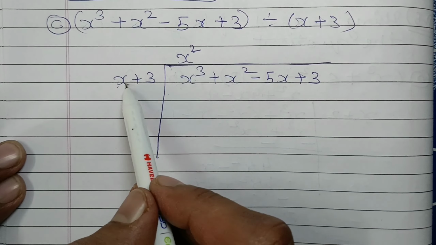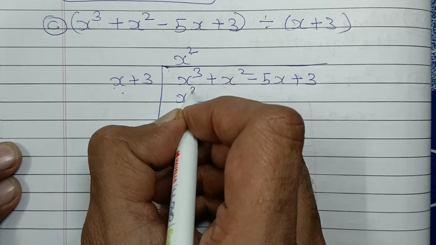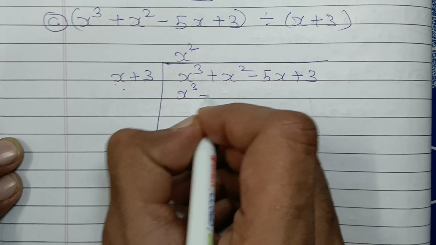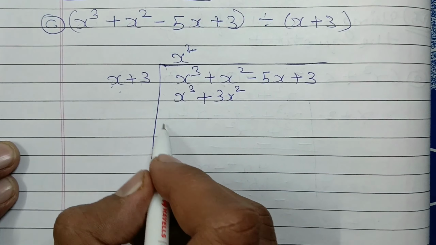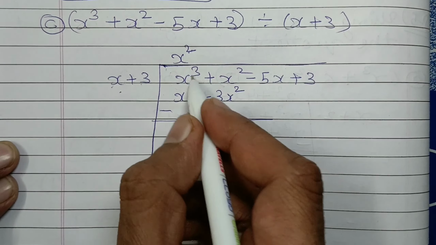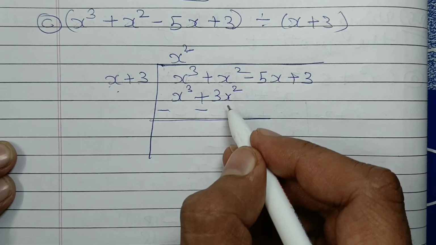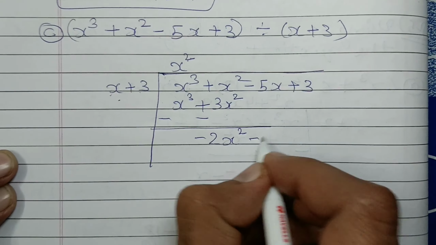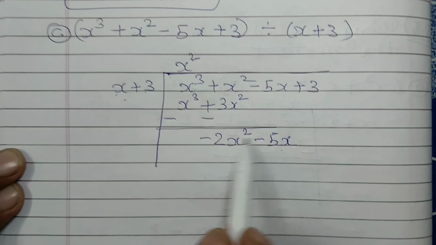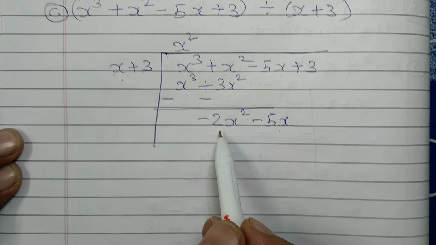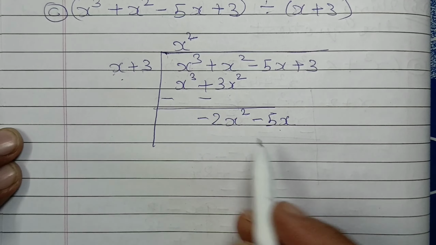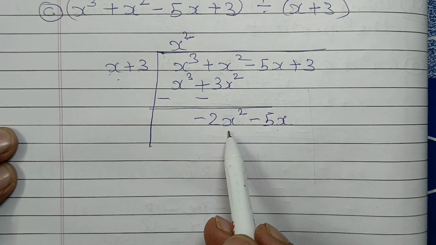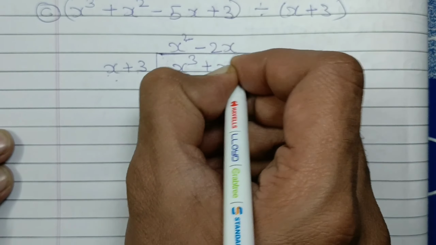And if I multiply x square with x, that will give me x cube. And if I multiply x square with plus 3, that will give me plus 3x square. And if I subtract these terms, then x square minus 3x square will give me minus 2x square. Minus 5x will come down. Now I have to divide the first term of the dividend by the first term of the divisor. So if I cut x with the x square, the remaining term will be minus 2x. So I will put minus 2x here.